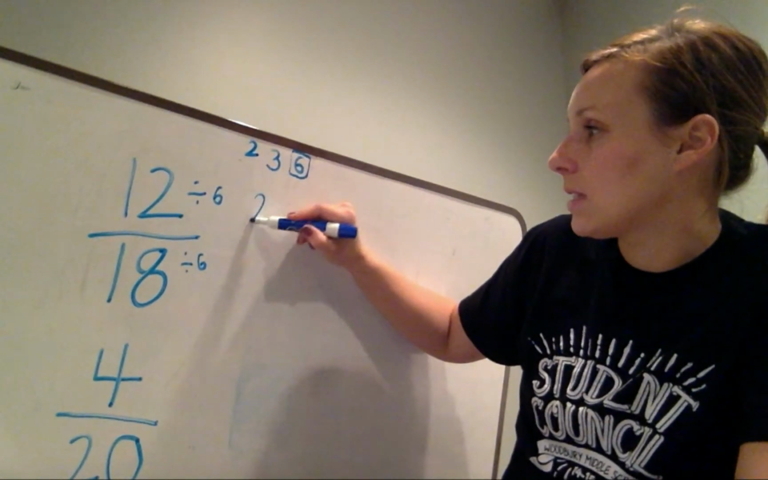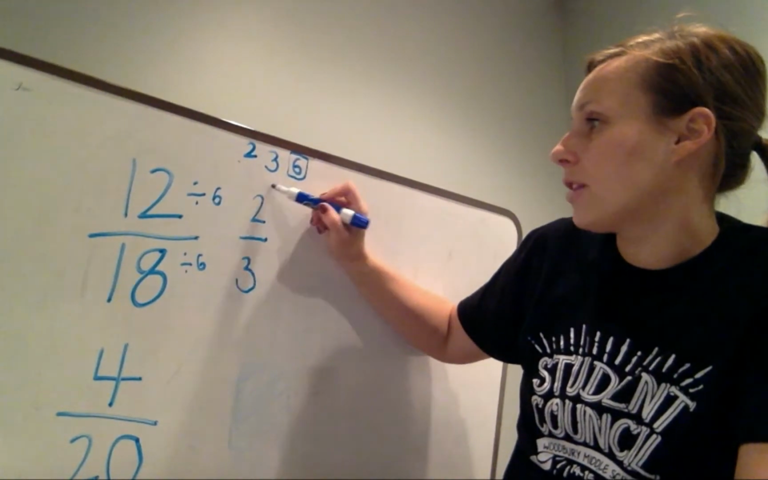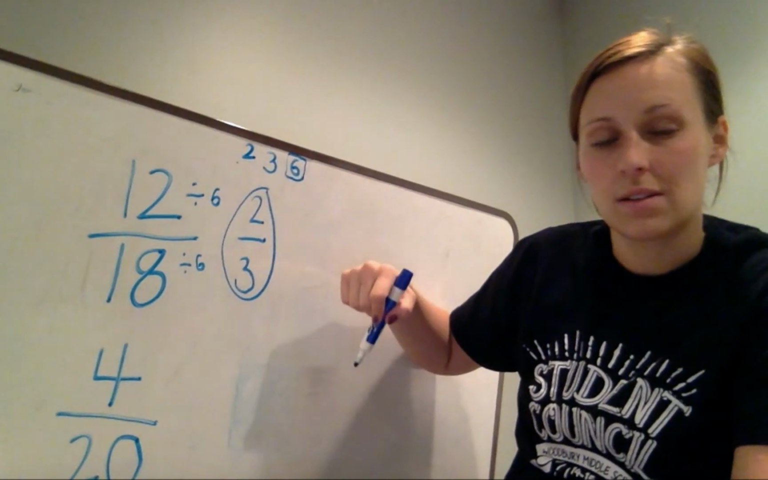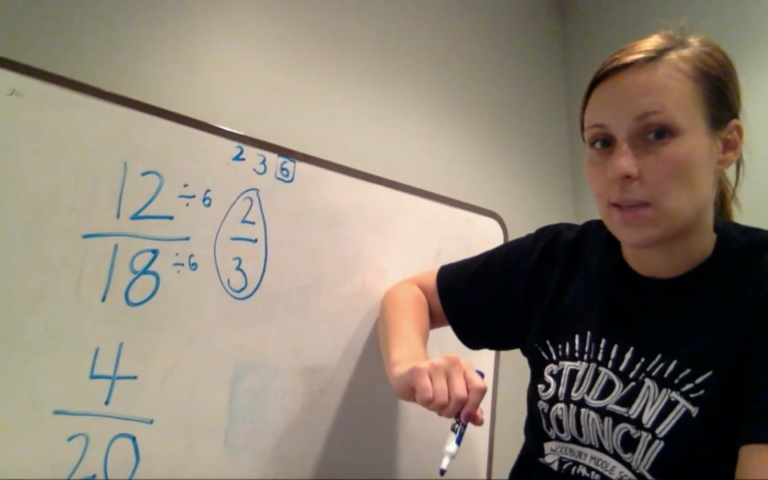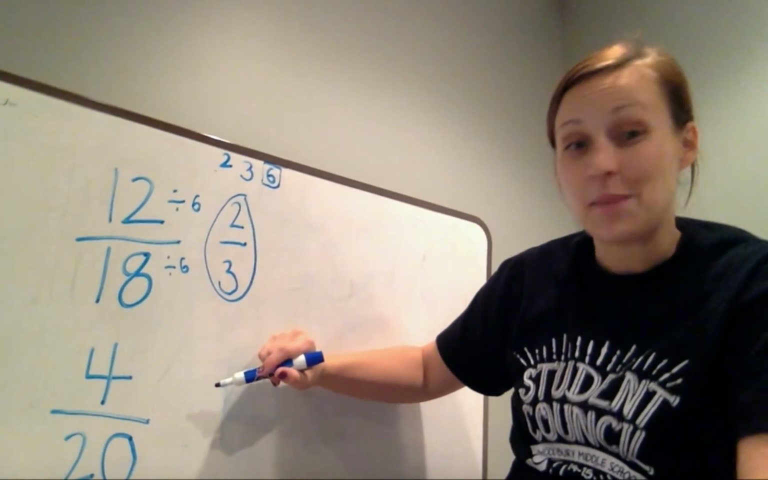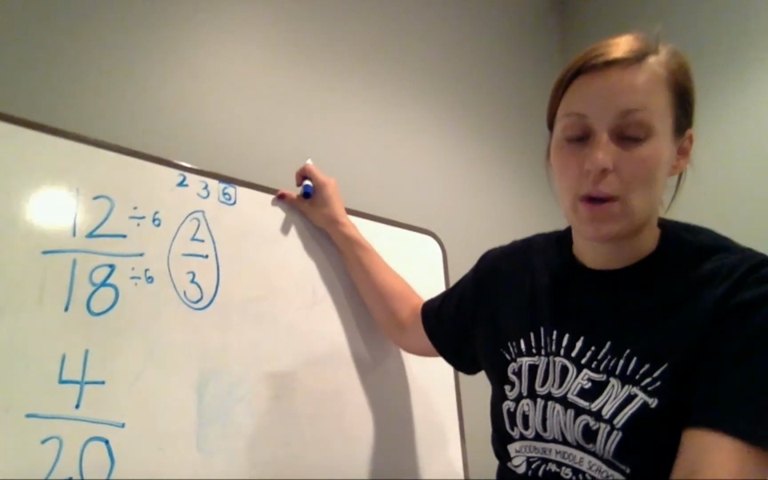12 divided by 6 is 2. 18 divided by 6 is 3. So this fraction in simplest form is 2/3. I'm holding this up with my elbow and it's really awkward to write. The next example, 4/20. So what are the common factors that 4 and 20 have in common?